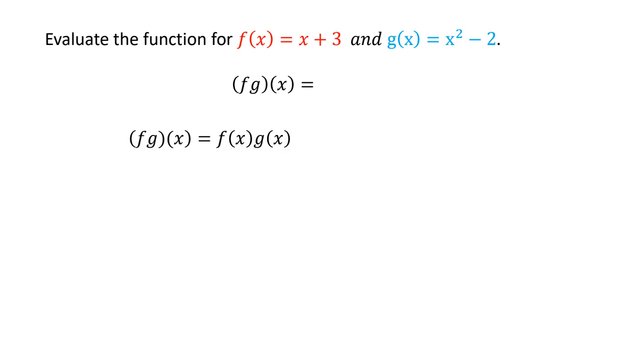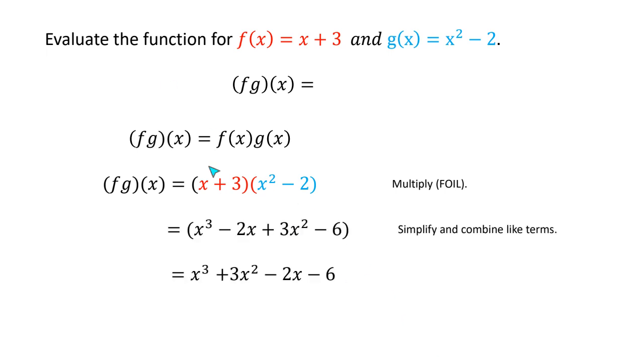Okay, so this is multiplication. x plus 3 times x squared minus 2, we multiply. So x times x squared is x cubed. x times negative 2 is negative 2x. 3 times x squared is 3x squared. 3 times negative 2 is negative 6. Combine your like terms, and so that would be our answer.